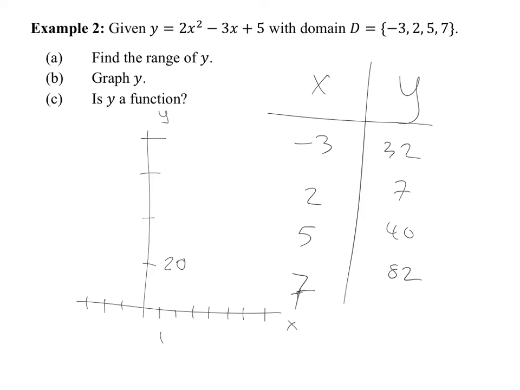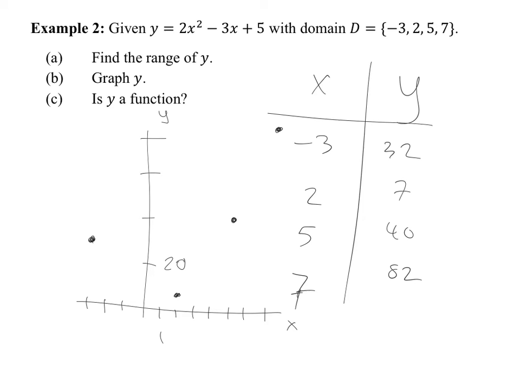So simply graphing this, negative 3, 32 is going to be around here. 2, 7 is going to be all the way down here. 5 is going to be all the way up. 3, 4, 5. 5, 40 is going to be over here. And then finally 7, 82 is going to be up here. Look at your 4 coordinates. Any problem at all? Any issue?